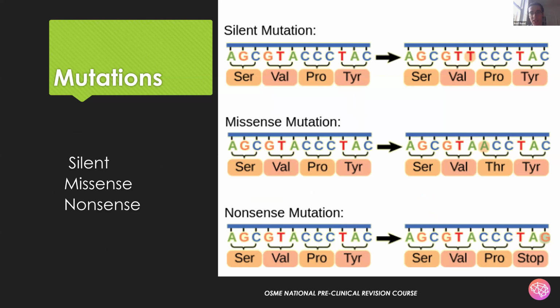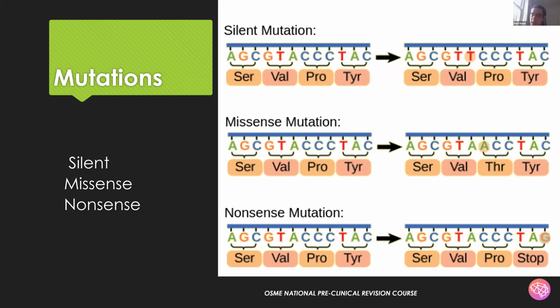Now, let's think about substitution mutations specifically. So we have three broad types, which are our silent mutations, our missense, and our nonsense mutations. So within the DNA code, each three nitrogenous bases codes for an amino acid. Okay. Now, in a silent mutation, the change in the nucleotide does not change the amino acid. It's tolerated because the genetic code is degenerate, right?